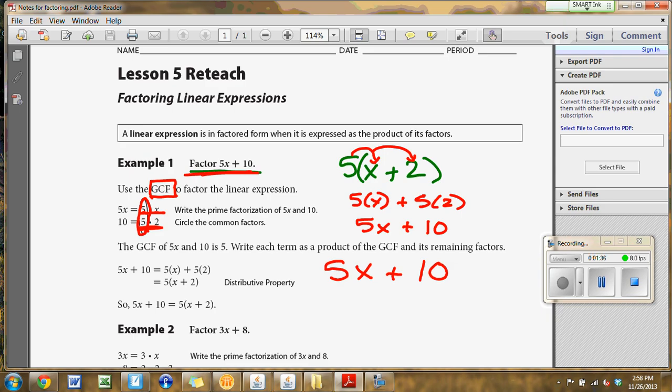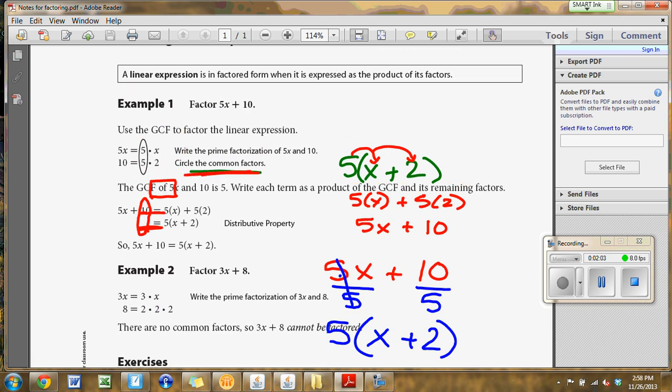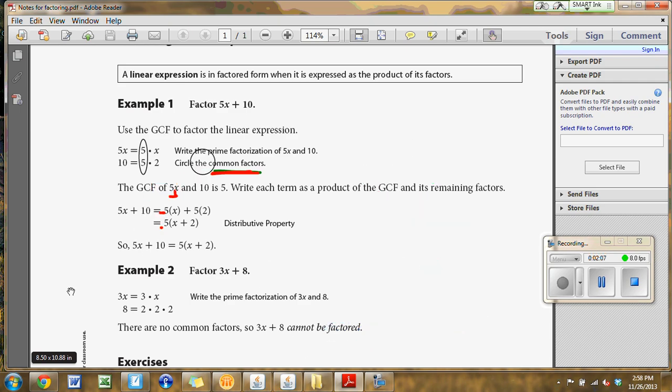So then I'm going to take each one of these terms and divide it by my greatest common factor, which is 5. And then I'm going to write it down on the outside of my parentheses. When I take 5x divided by 5, I end up with x, and 10 divided by 5 is 2. So I have 5 times x plus 2. And that's how we get the factoring, or get it in the other direction. All right, let me erase this, and we'll look at another one then.